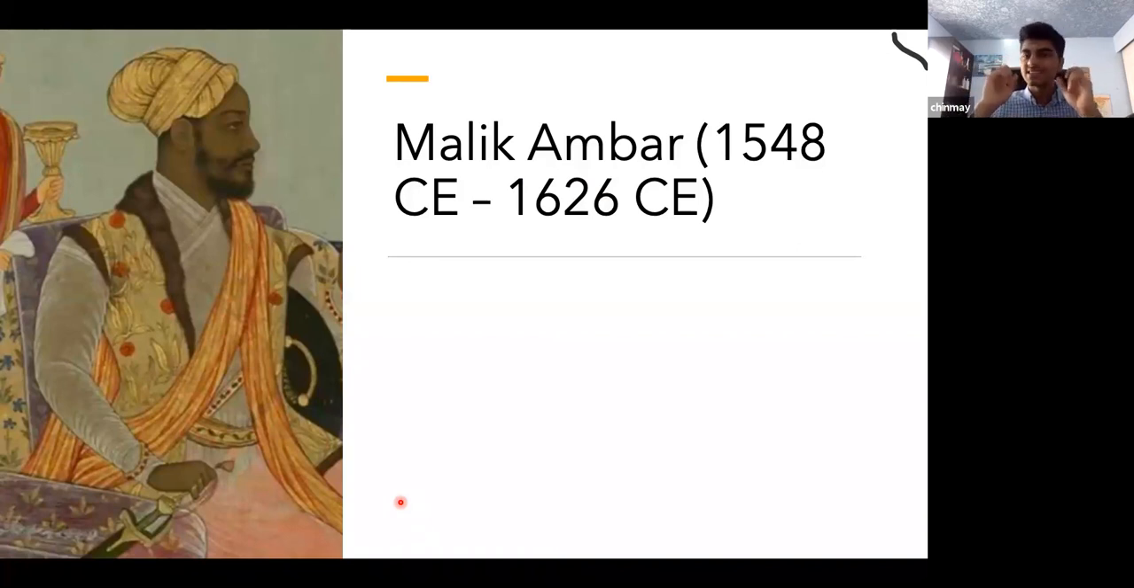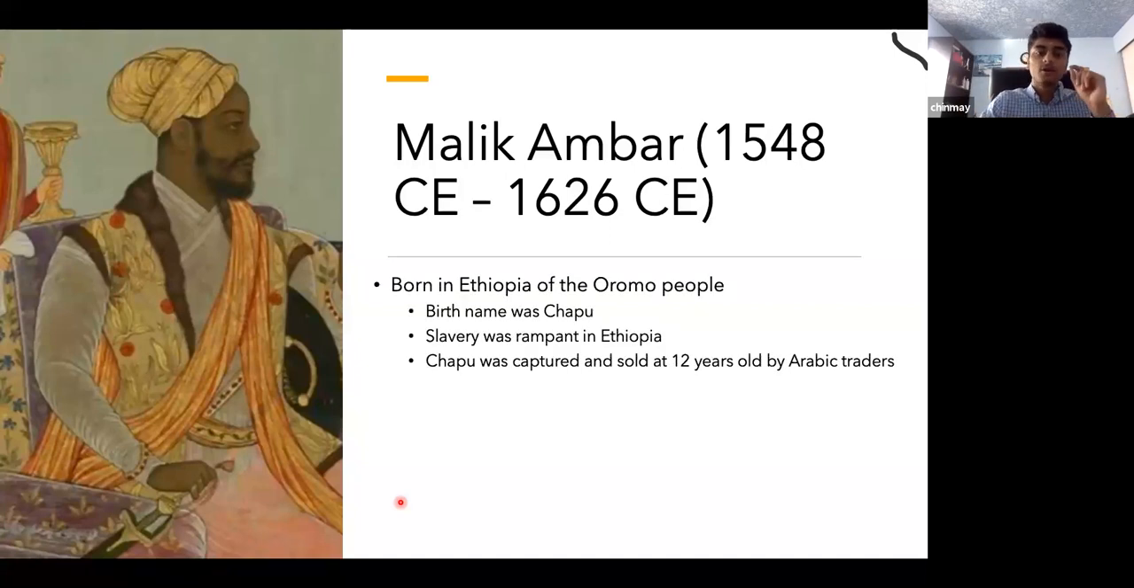Malik Ambar is a very fascinating story because he's not a historical figure that a lot of us know, but it's so fascinating and so interesting that we should know about him just because of what he has done and his origins and his story as a person. He was born in Ethiopia, of the Oromo people. He was not born in India. He was an African born in Ethiopia. When he was born, his birth name was Chapu.